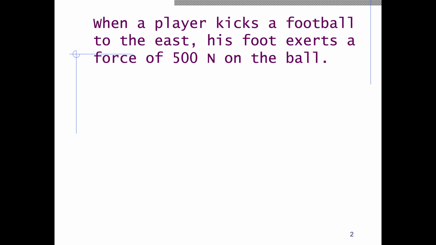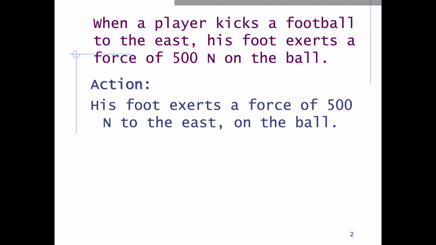So anyways, looking at Newton's third law with equal and opposite reactions, we're going to go through some action-reaction statements here. If I were to say a player kicks a football to the east, his foot exerts a force of 500 newtons on the ball, how could we write an action-reaction statement for this? You have to start with, again, an action. It doesn't really matter if you pick the football or the foot. You just have to pick one.